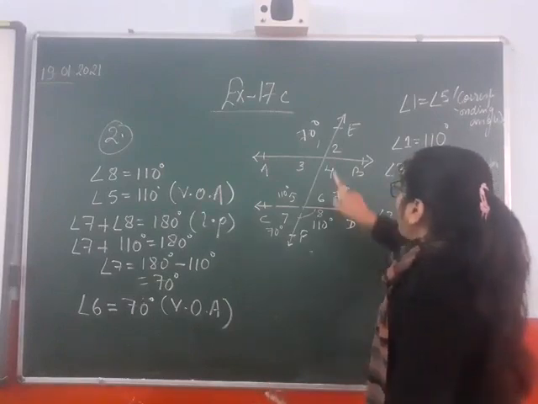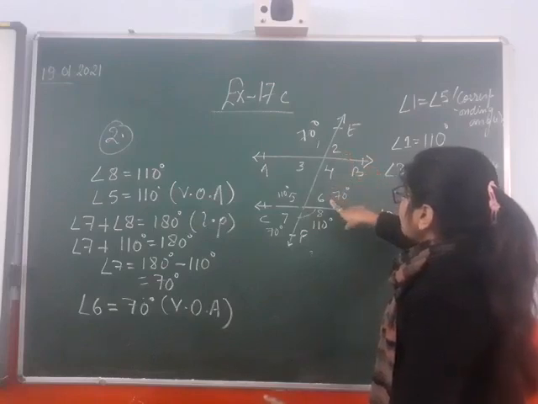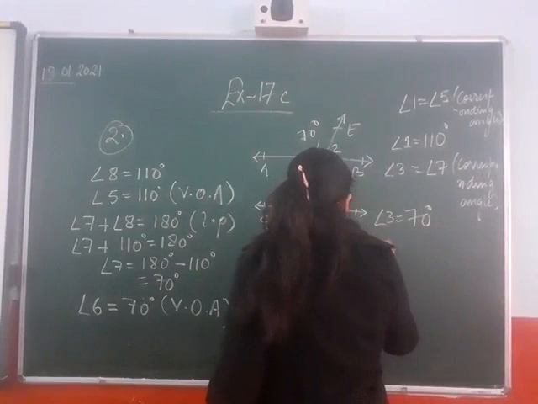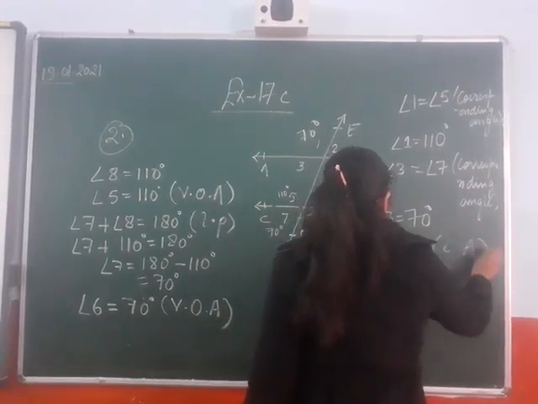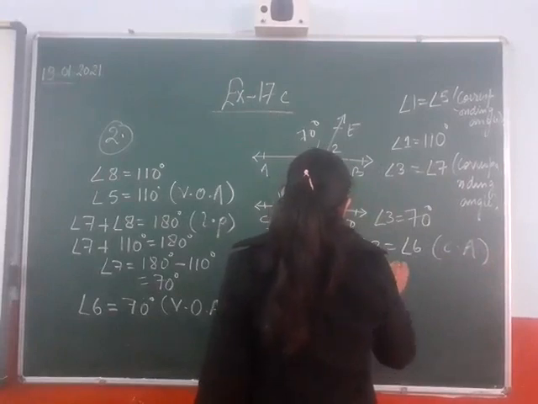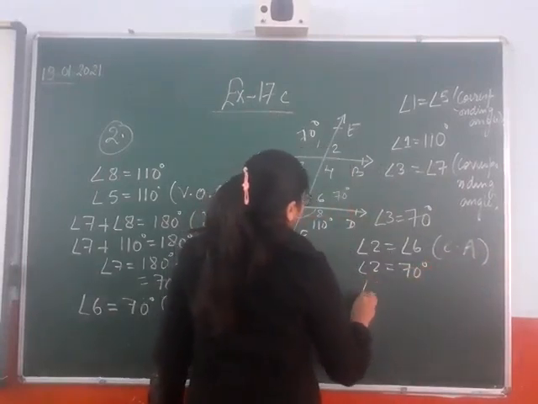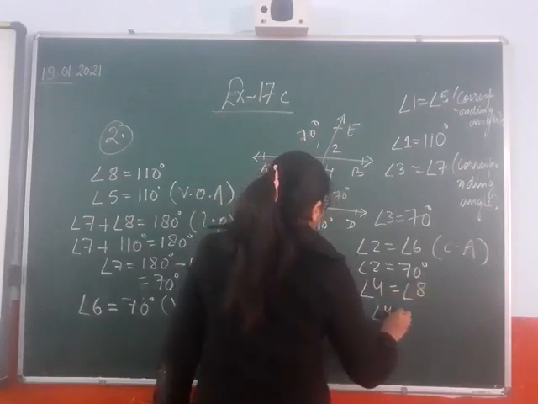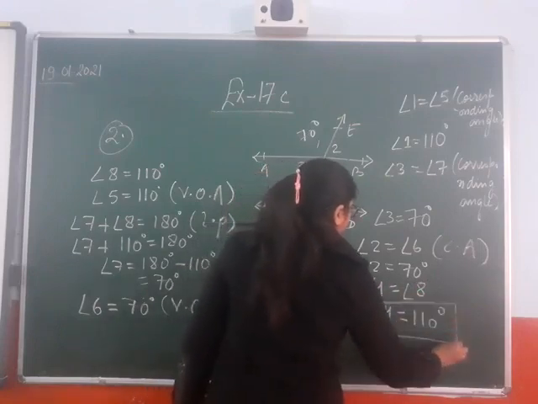Now, what will be the value of angle 2? Angle 2 and angle 6, what are they making? Again corresponding. So angle 2 will be equal to angle 6, corresponding angle, and therefore angle 2 will be equal to 70 degree, and angle 4 will be equal to angle 8. So angle 4 will be equal to 110 degree. So, I got angle 4.